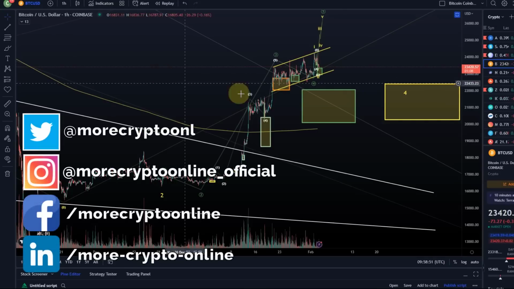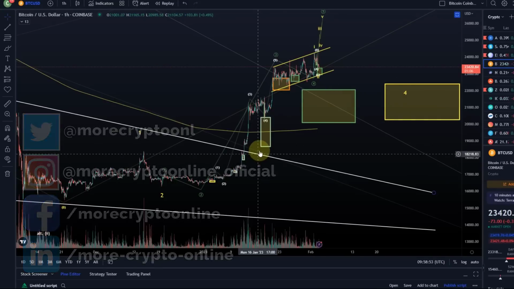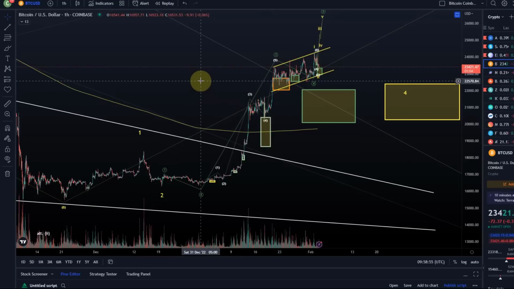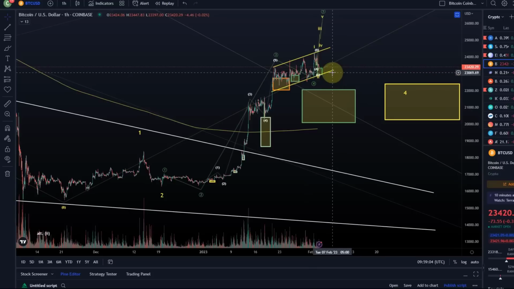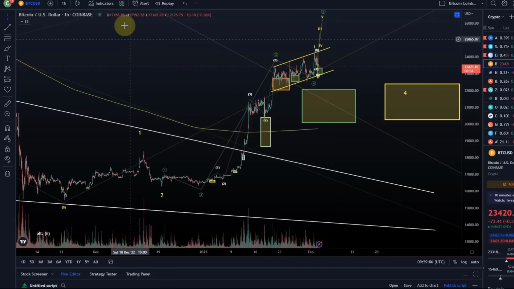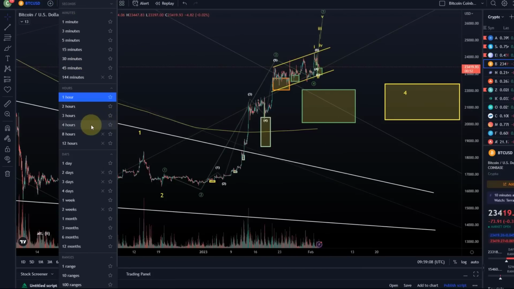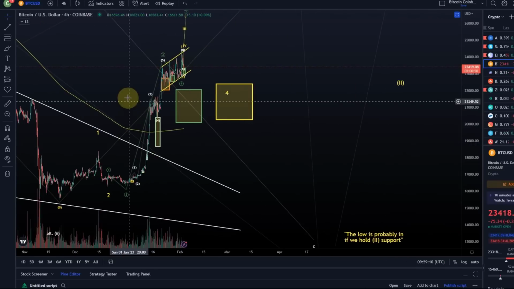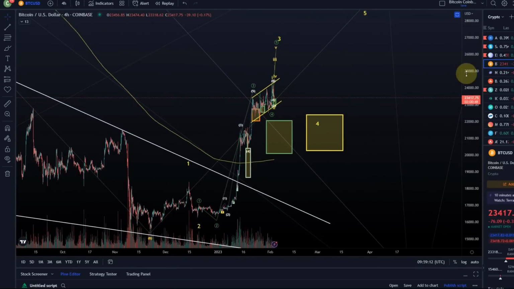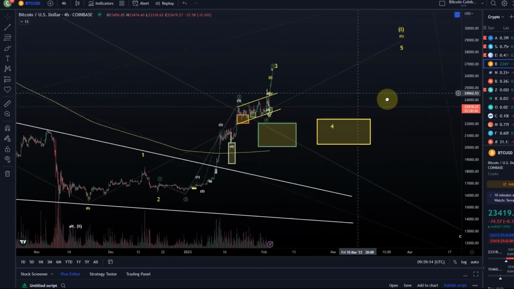So in this video we want to talk about the different counts which are now possible for Bitcoin, the different scenarios based on the higher time frame price action, and then I'm going to do a bit of a deep dive into the lower time frame price action as well. So first of all, let's take a look at what I'll call the default count that I have on the chart, the default Elliott Wave count.